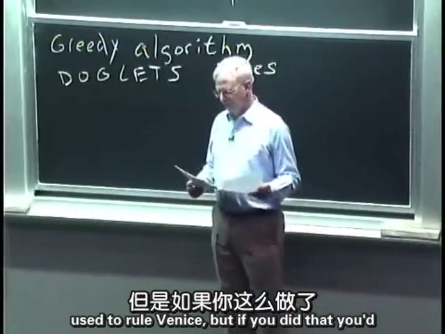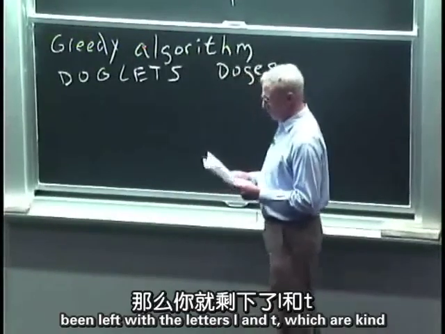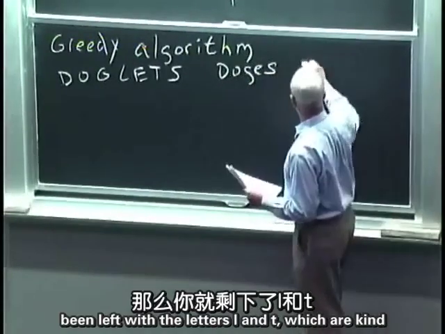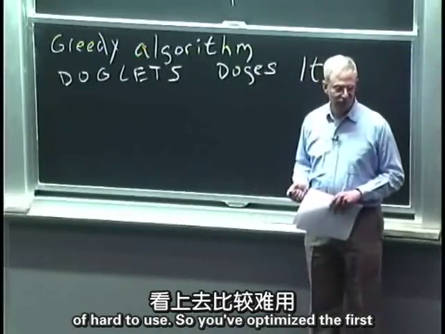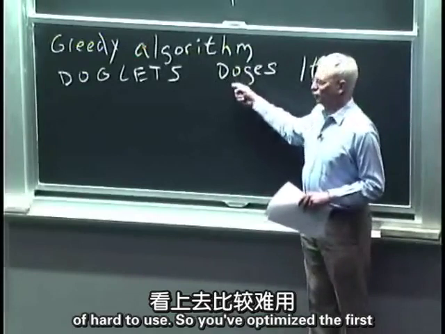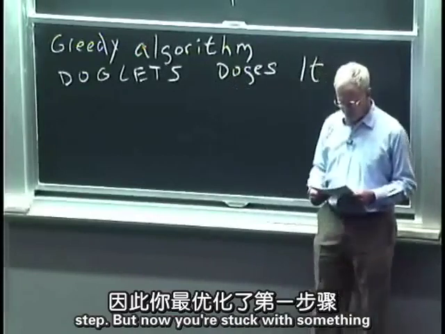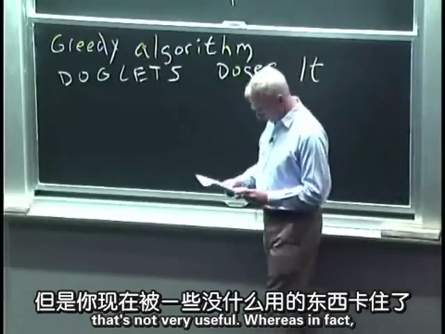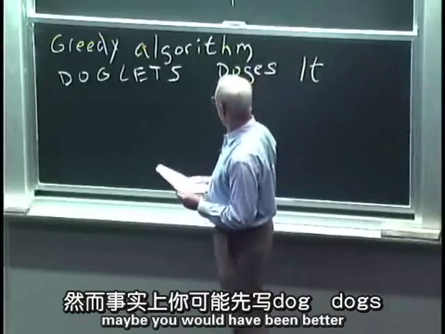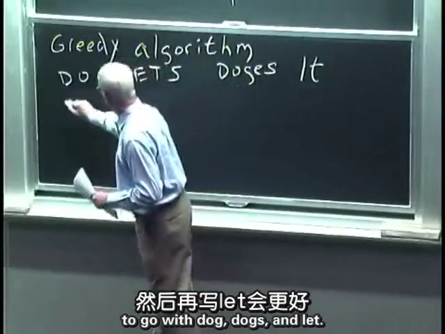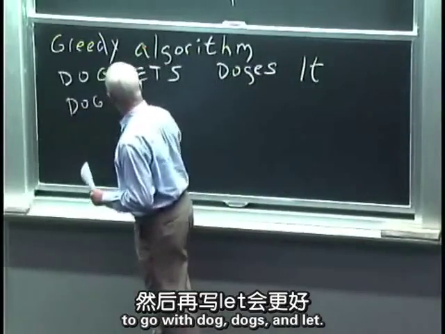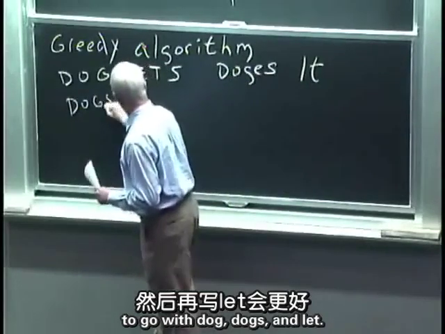But if you did that, you'd be left with the letters L and T, which are kind of hard to use. So you've optimized the first step, but now you're stuck with something that's not very useful. Whereas, in fact, maybe you would have been better to go with "dogs" and "let."